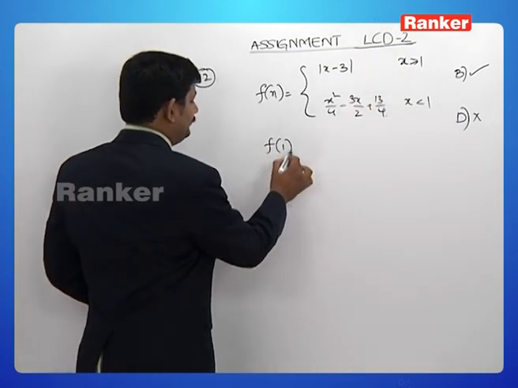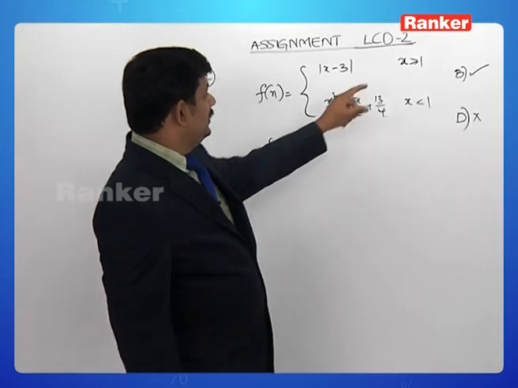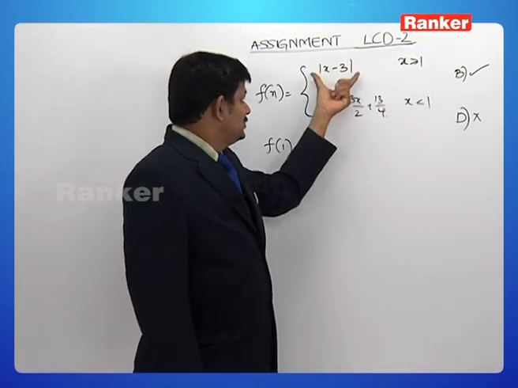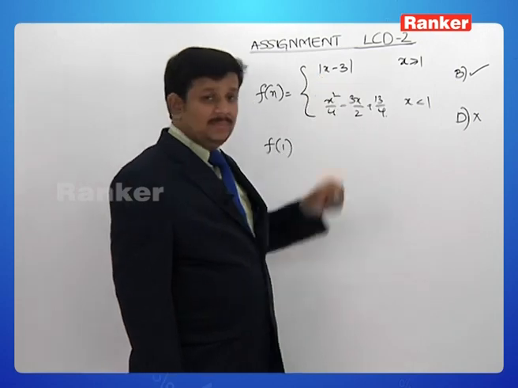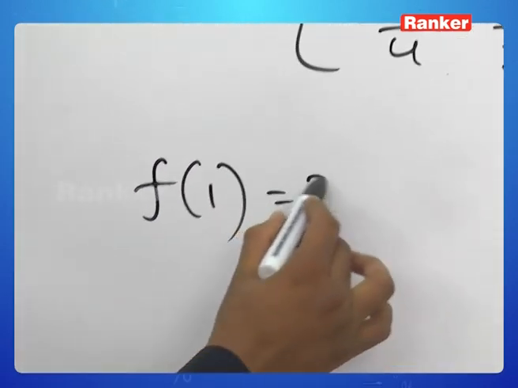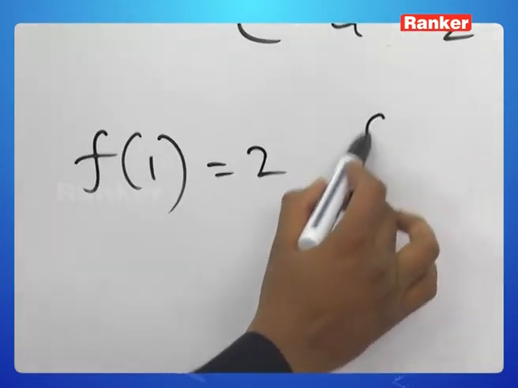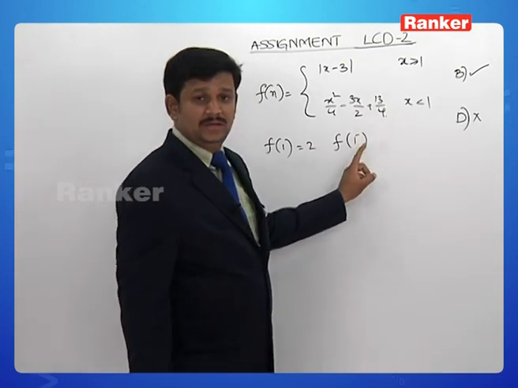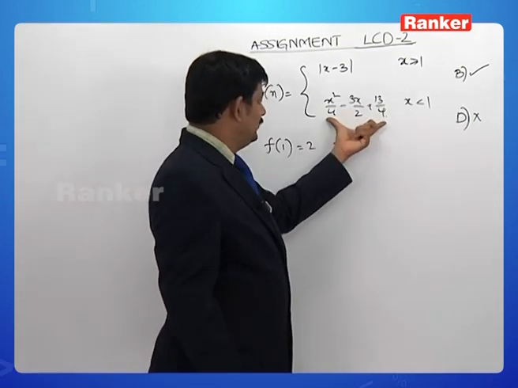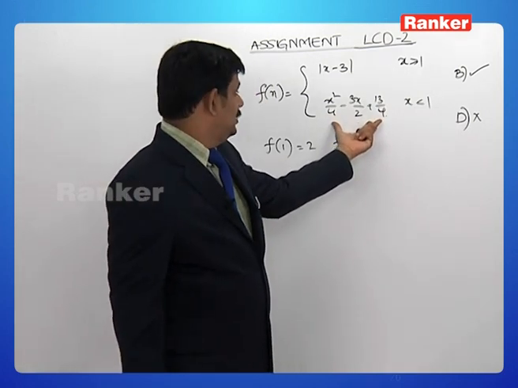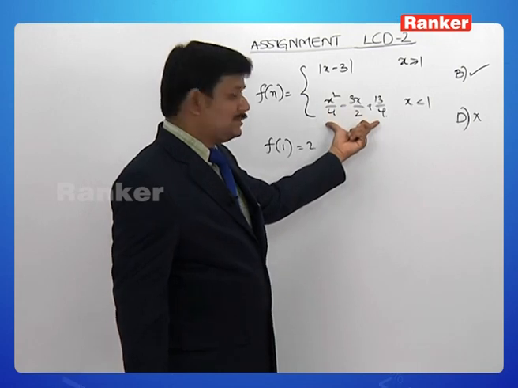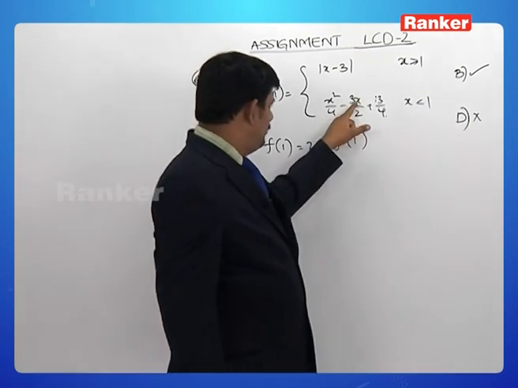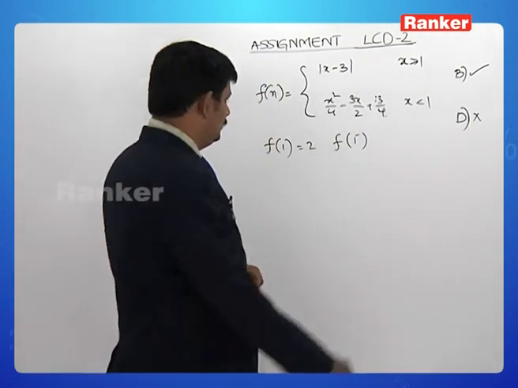First let us check the continuity. f of 1, whenever x is equal to 1, f of x is given by mod x minus 3. Mod of 1 minus 3 is mod minus 2. Mod minus 2 is 2. f of 1 minus, that is left hand limit at 1. Whenever x is less than 1, f of x is given by this definition. So put x equal to 1 in this. We have 1 by 4 plus 13 by 4, which is 14 by 4, minus 6 by 4, which is 8 by 4, that is 2.